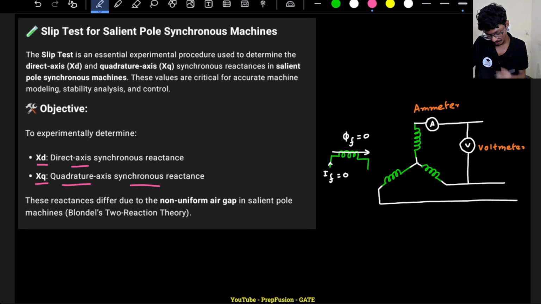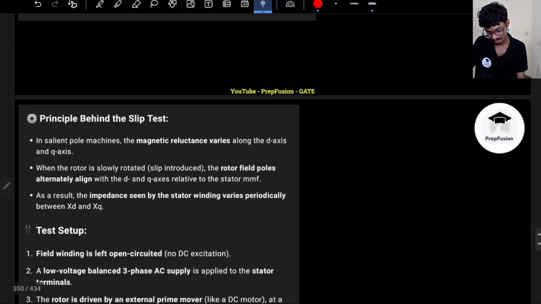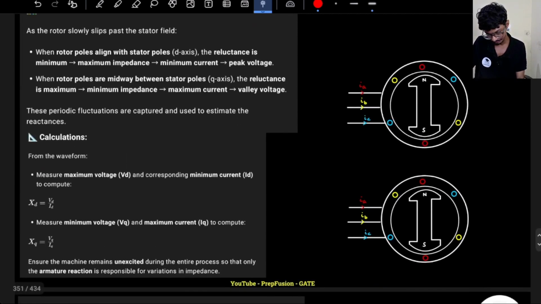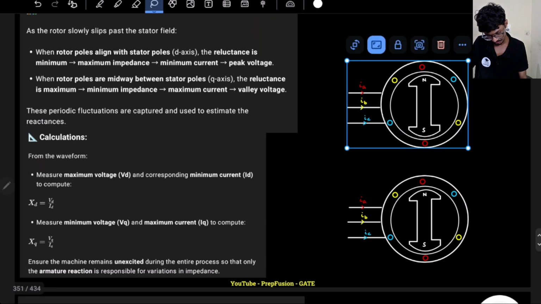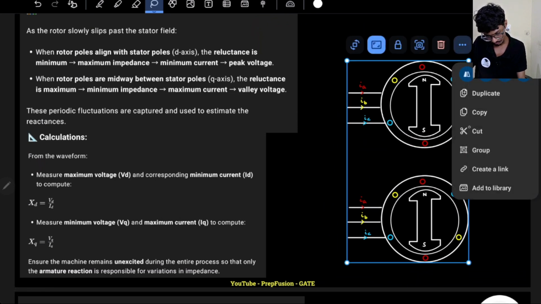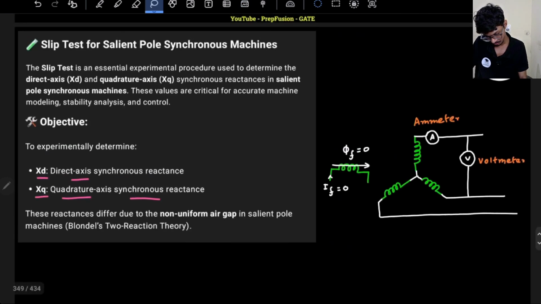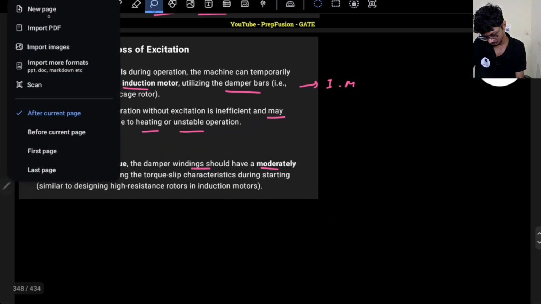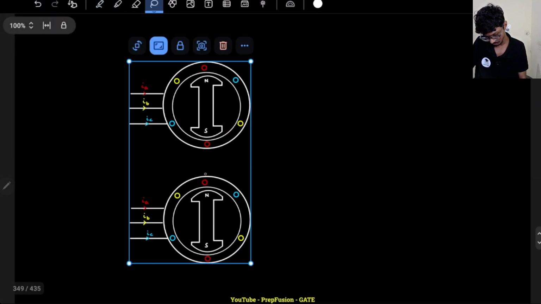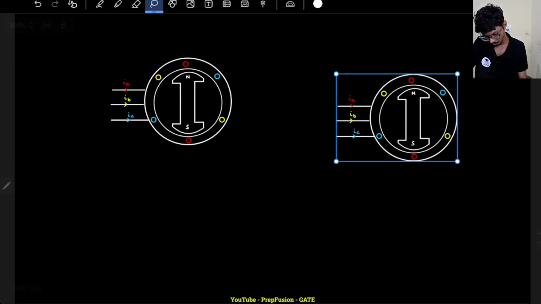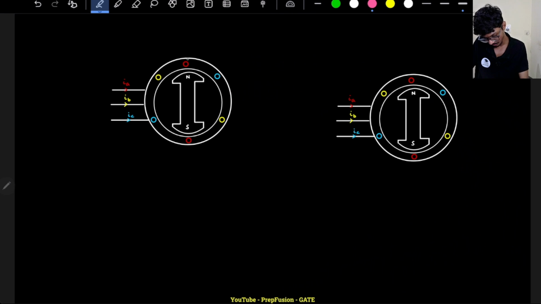So what we do is, we know that according to Blondel's two reaction theory, there will be two reactances. One will be direct axis. So where is the picture? So here, right? So there will be two reactances. So we'll copy this. There will be two reactances, right? One will be along the direct axis, and one will be perpendicular.